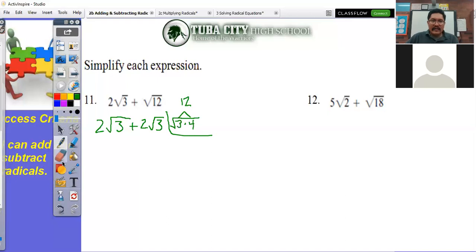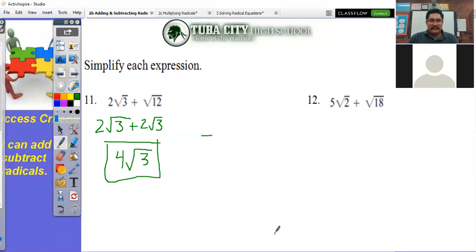But anyway, now we do have two like radicals of root 3. So we had to simplify it first in order to get to where we can make them like terms, and then we add them together. So 2 plus 2 is 4. And remember, the radical doesn't change, so it's still going to be root 3. There we go, not too shabby.